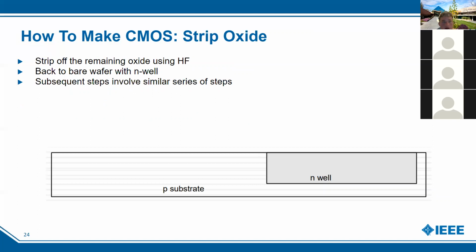And then we strip off the oxide using hydrofluoric acid back to the bare wafer. And so this kind of sets us up. And so we're gonna use this process to make whatever we end up needing for our design. And so now that we started all over again, we've got a repeatable process that we're able to follow.